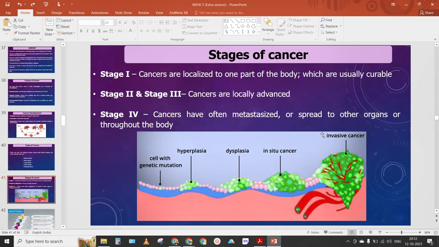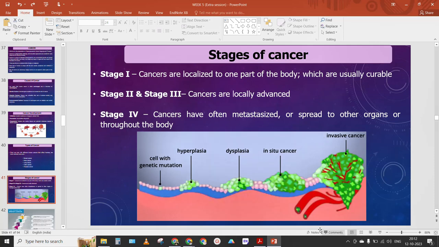Then the stages of cancer, which I have told you earlier. If you have noticed, the doctors tell the patient that this is a stage one cancer, this is a stage four cancer, stage two or three. So what does it mean? If cancer is localized to one part of the body, that is called a stage one cancer, which can be curable. Then stage two and stage three cancers are locally advanced. Then stage four cancers have often metastasized or spread to the organs or throughout the body.